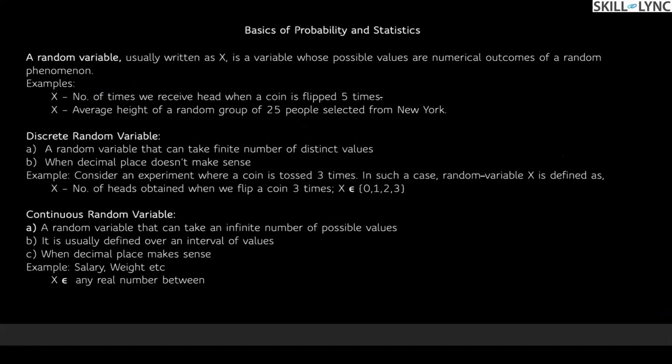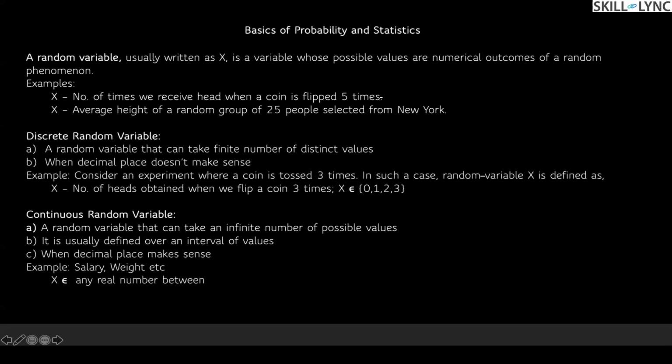Now again, this is a random variable. So for example, what can be the random variable? In the first example, if you remember, I tossed 2 coins, right? And I wanted to check the probability of getting 2 heads, the probability of getting exactly one head, the probability of getting no head. So that is our random variable. In this case, x could be the number of times we receive a head when a coin is flipped 5 times. So x equal to 1 means a head appeared 1 time. x equal to 2 means a head appeared 2 times. So that is called a random variable.